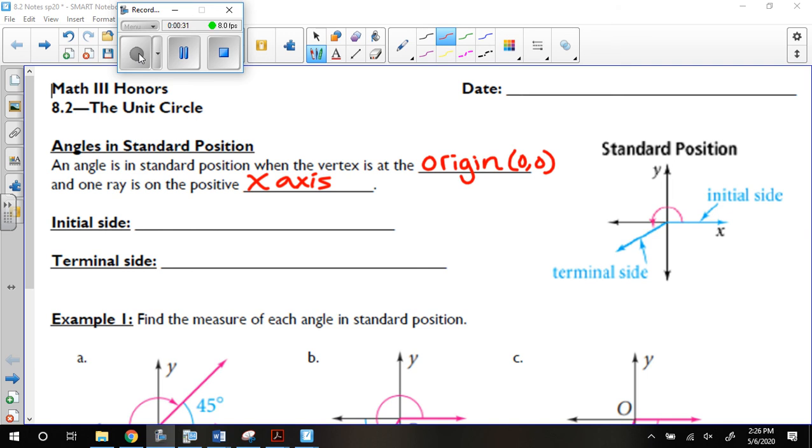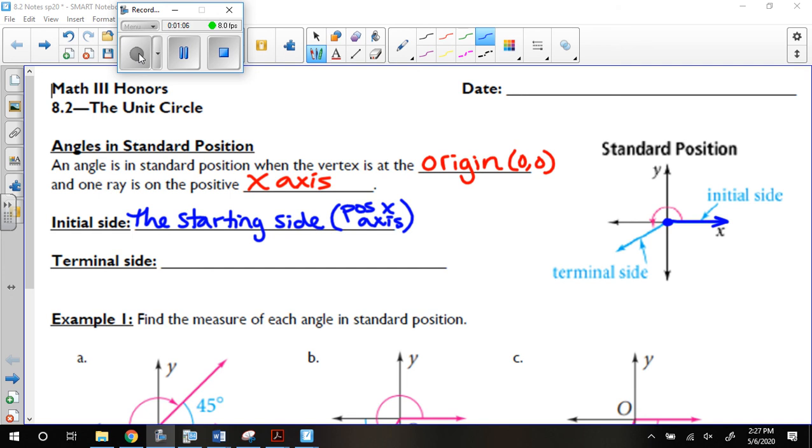Okay, so if you look over here at our picture, we've got our vertex sitting on the origin, and one ray is on the positive x-axis. And if you look, that is labeled as the initial side. So your initial side is going to be the starting side, which is always the positive x-axis if you are an angle in standard position.